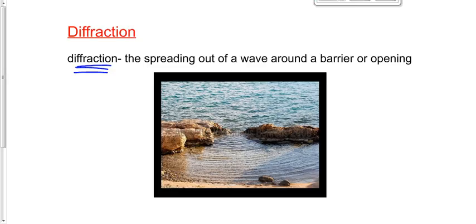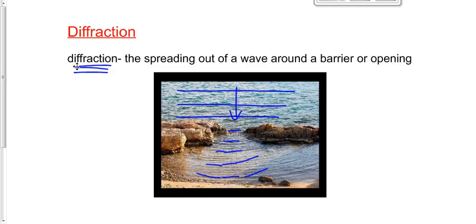We showed you a picture yesterday of actual diffraction taking place. Water waves were coming towards a barrier that had a little opening in it. A little bit of the wave goes through that opening, and as opposed to bending, changing direction, changing speed, or changing wavelength, none of that happens. As opposed to that, the wave just spreads out around the opening.